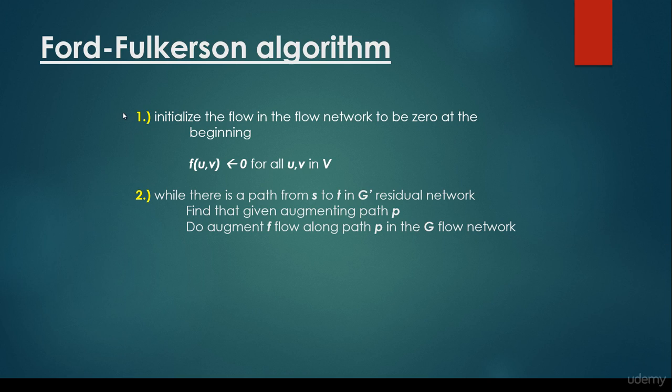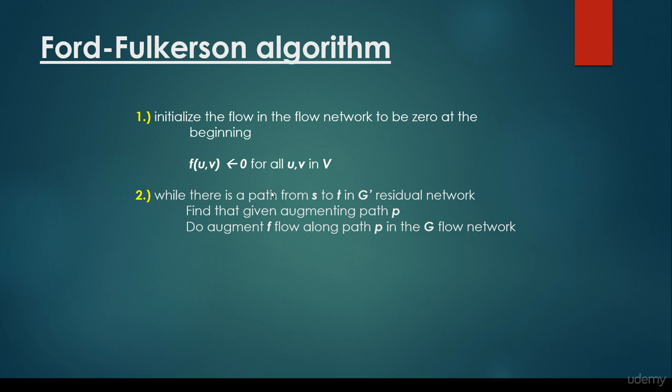First of all, we have to initialize the flow in the flow network to be 0 at the beginning. Basically, it is done in the G, so in the original network. So the f(u,v), which is the flow, is initialized to be 0 for all the (u,v) in E, which means that we iterate through all the edges, because basically we are able to assign a flow value to every edge where the starting vertex is u and the end vertex is v. We define an edge with the help of two vertices, of course.